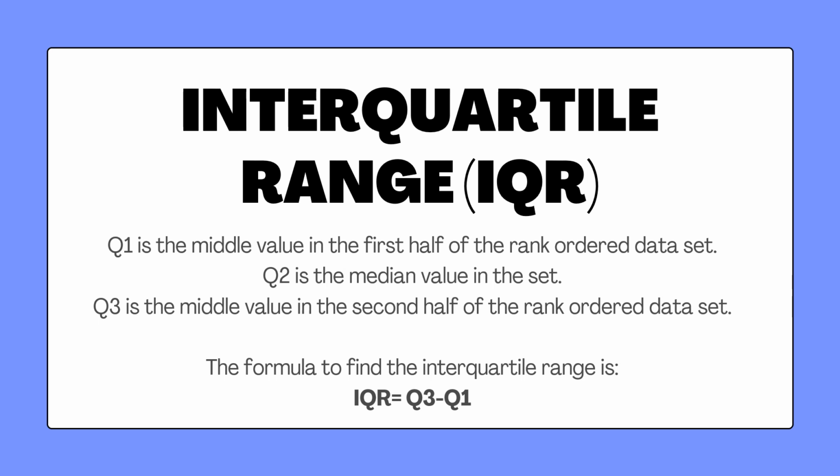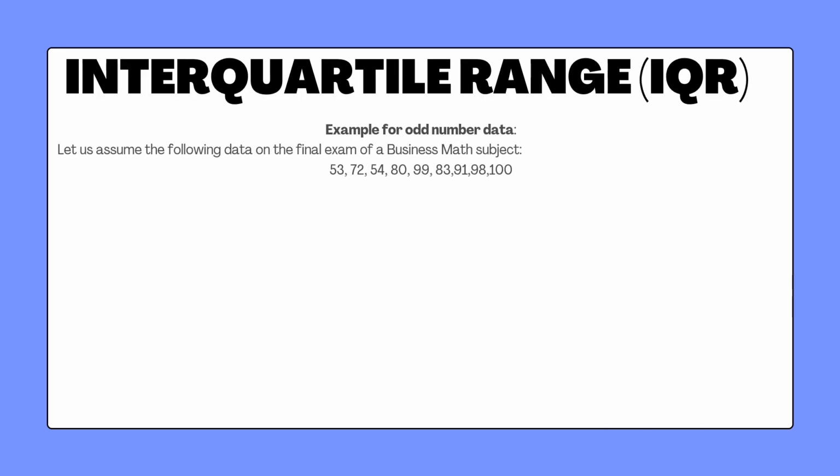Quartile 2 is the median value in the set. Quartile 3 is the middle value in the second half of the rank-ordered data set. The formula to find the interquartile range is IQR equals quartile 3 minus quartile 1. Example for odd number data.